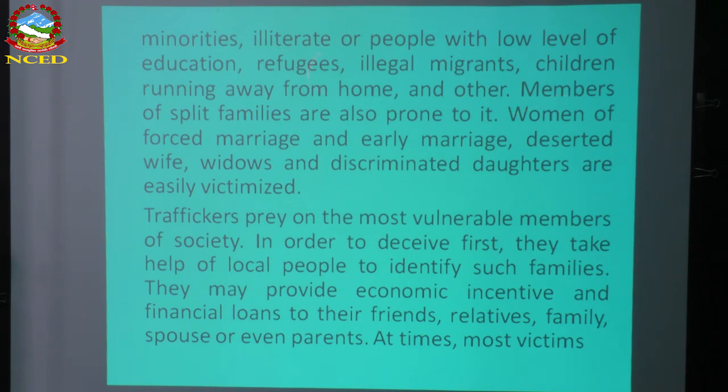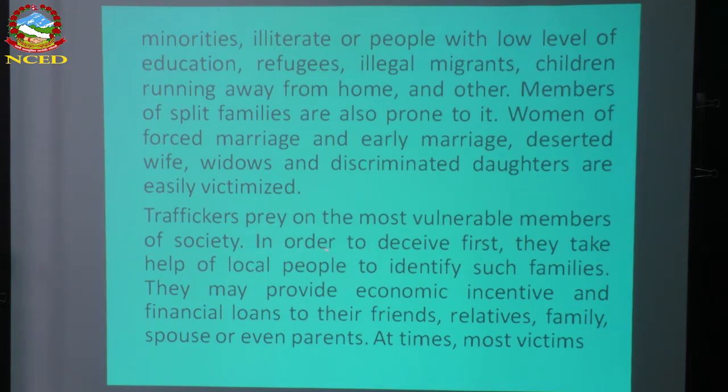Means these can be the possible victims. Members of split families are prone to it. Means they are also prone to it. They can also be sold. Women of forced marriage and early marriage, deserted wives, widows, and discriminated daughters are easily victimized. Means how these women can be easily victimized, easily sold, easily trafficked. That is given there. Traffickers prey on the most vulnerable members of society. Means what kind of people they look for, to sell them in foreign countries.